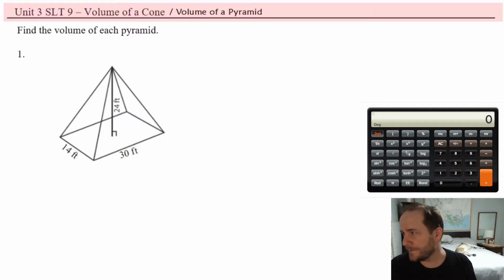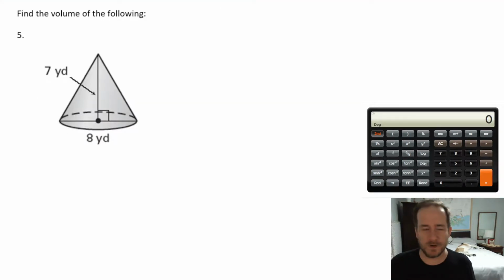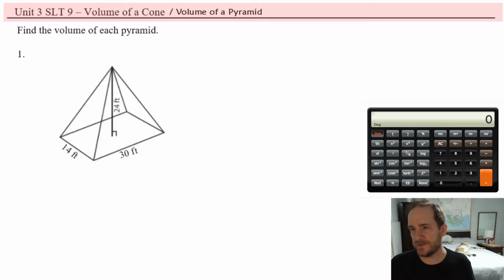Anyway, so this homework is a double whammy. I think on your paper it only says volume of cones, but look at the shape. There's a pyramid, so obviously this is going to be about pyramids too. Number 1, 2, 3, 4 are all pyramids, but 5, 6, 7 are cones. So let's get down to business. The good news is they're very, very similar to what we've been doing.